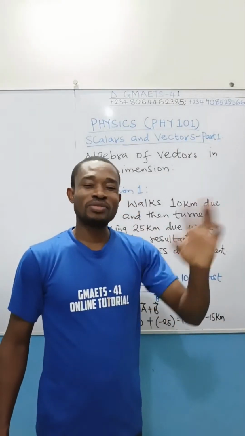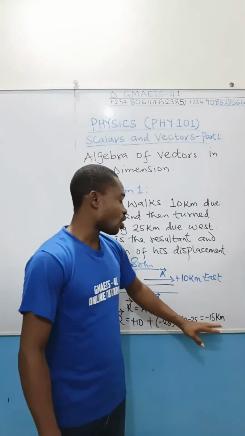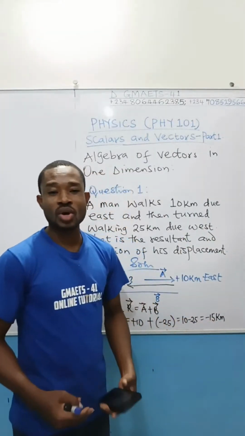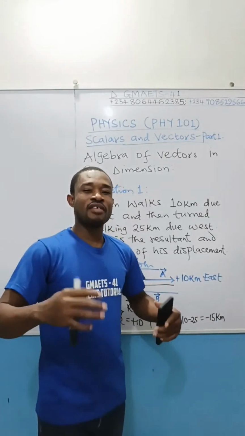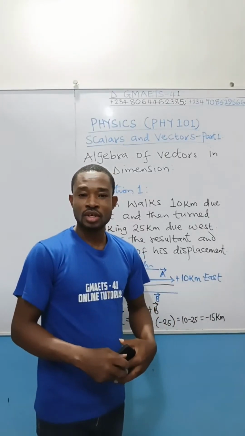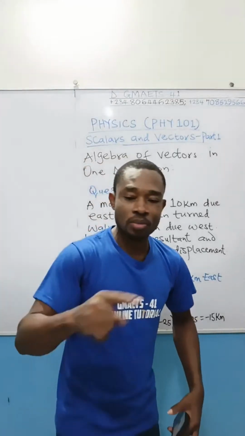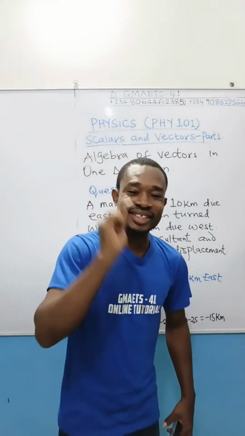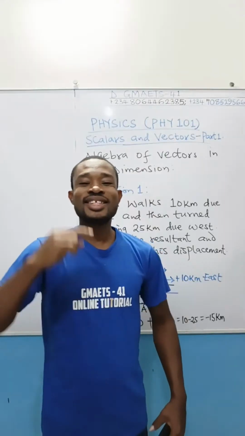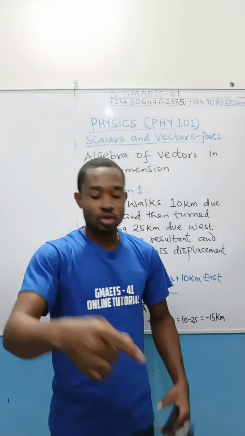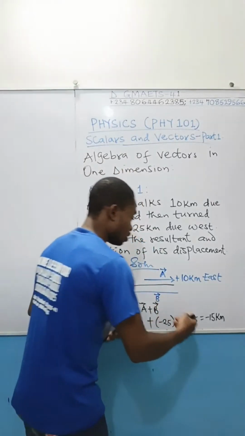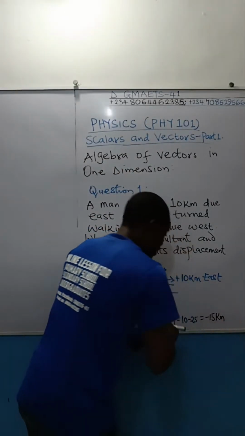But I don't like all of that stress. I like the direction to come out naturally from the calculation. So I follow the standard approach of solving vector problems whenever you are resolving vectors in one dimension. Simply take the algebraic sum of the vectors, respecting their direction, so that at the end, the sign you get in the final answer will help you know the direction.